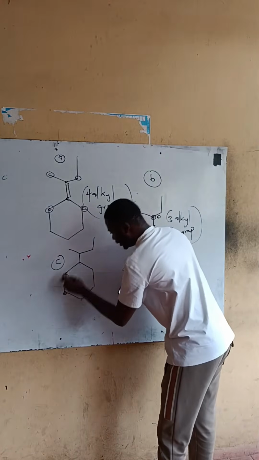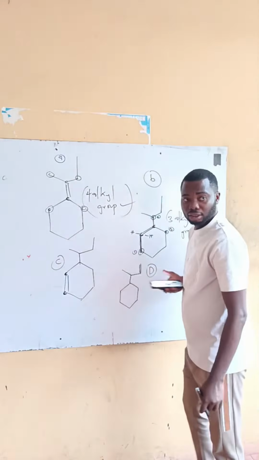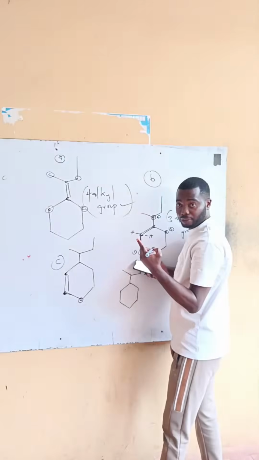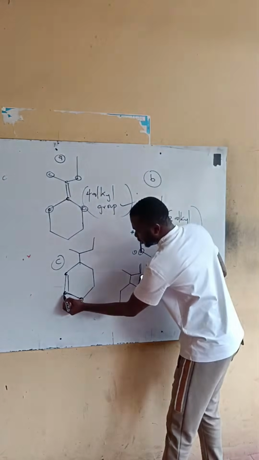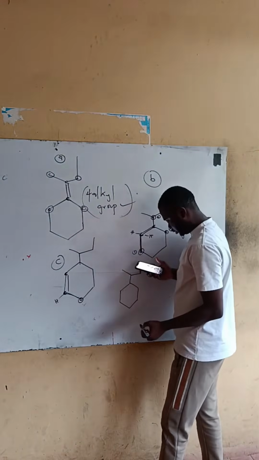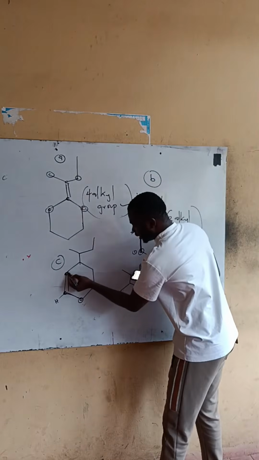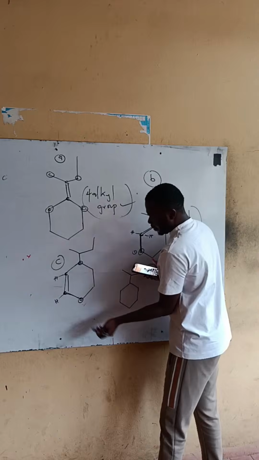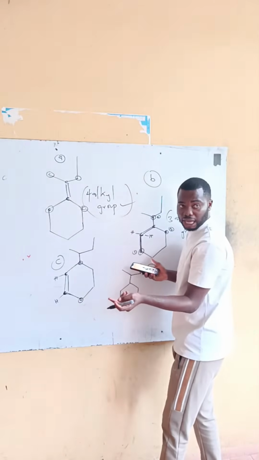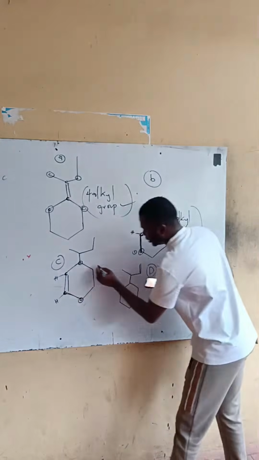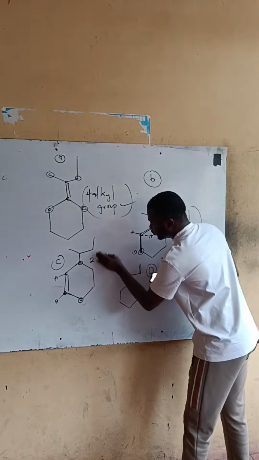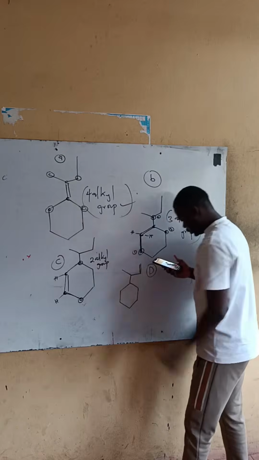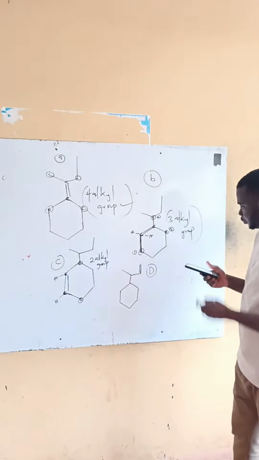This is C double C. This one is attached straight to one C here, one. This one is now attached to hydrogen. Then this one is also attached straight to another C here, then attached to hydrogen. So how many C in total? 2C. Because it's 2C, that will be 2 alkyl groups.